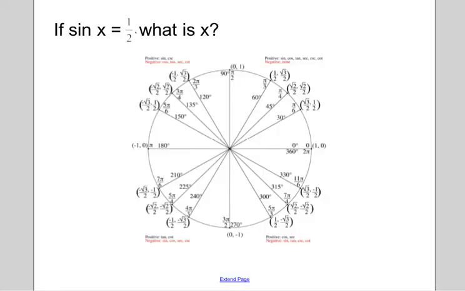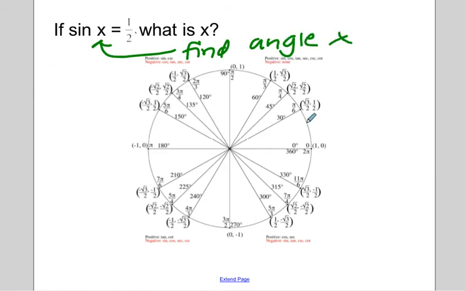So here's an example of where you would need to use an inverse. It says if sine of x is equal to 1/2, what is x? Right now what I am really asking you for is to find an angle. Find angle x. In order to find the angle, if I didn't have my unit circle, I would take sine inverse on both sides. Well, inverse is what undoes everything. So sine inverse of sine, those cancel out. So really x is equal to sine inverse of 1/2.